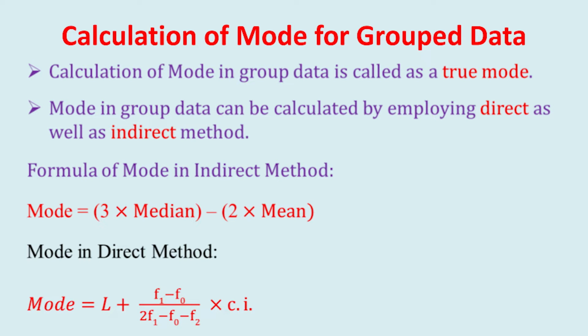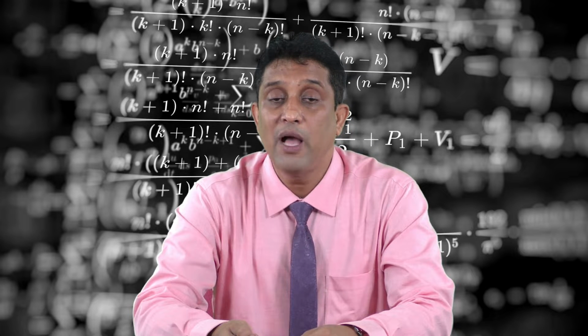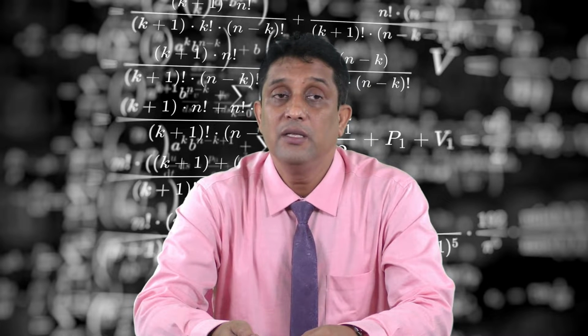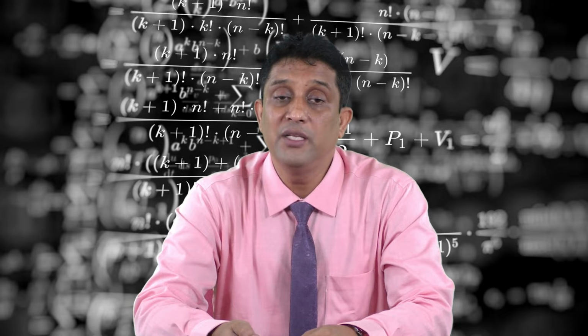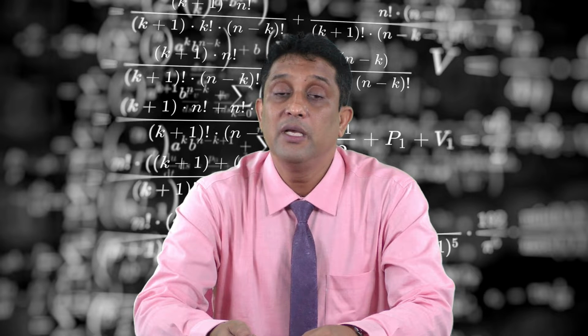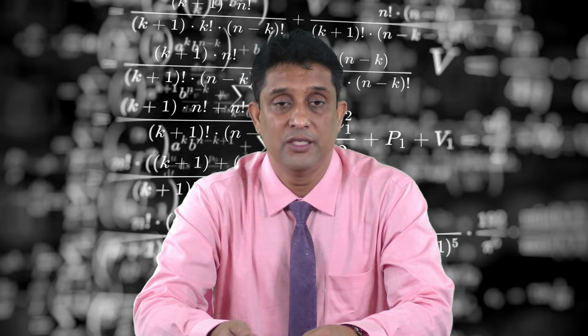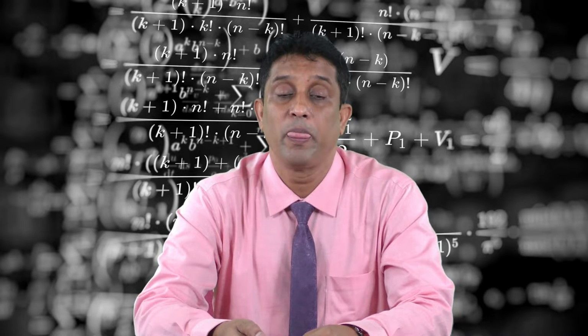It is called the indirect method because we are not directly calculating the mode. First we calculate the median, then we calculate the mean, then we multiply 3 with the median, then we multiply 2 with the mean, and then we subtract. So that is 3 into median minus 2 into mean. In this way we can calculate a mode.